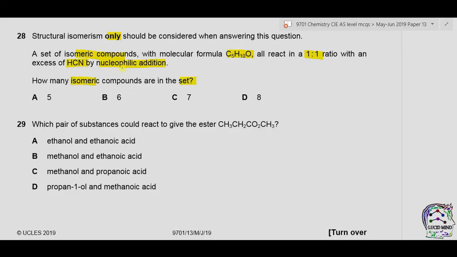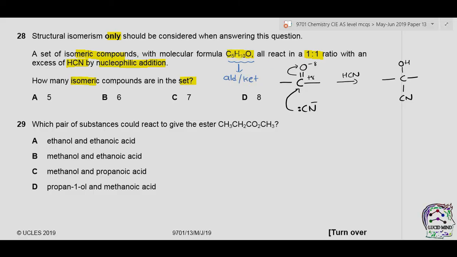Now we can see that nucleophilic addition of HCN can occur in aldehydes and ketones on the carbonyl carbon, as carbon is partial positive and oxygen is partial negative. So what happens is that cyanide will attack this partial positive carbon and this bond is broken. In the presence of HCN, the product formed is hydroxynitrile. So the compound given must be an aldehyde or ketone.